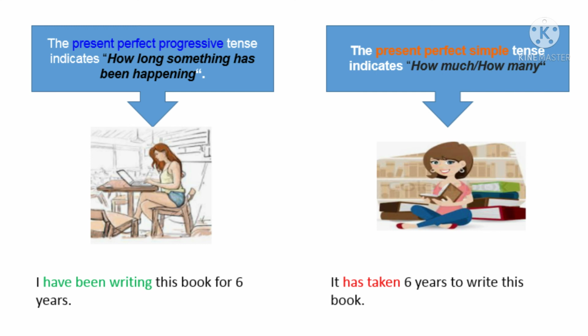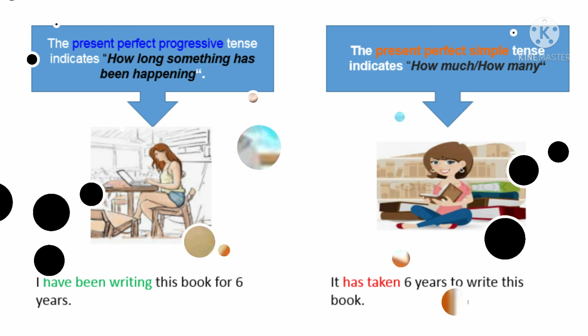Okay? So if you have observed, all of the structures of these sentences are the same: present perfect progressive and present perfect simple. However, those are the 4 differences in usage, okay?